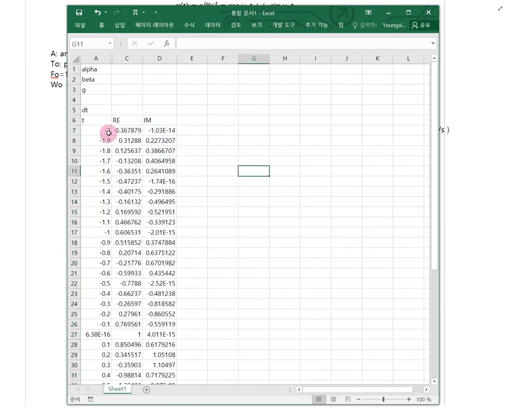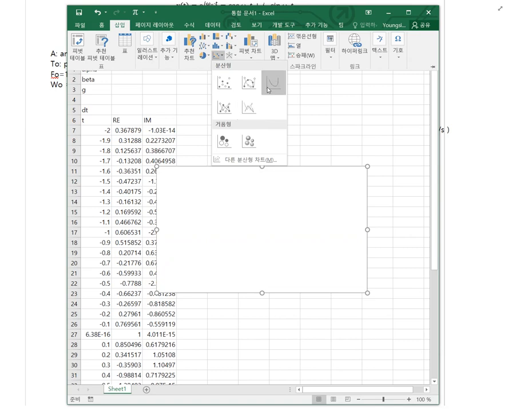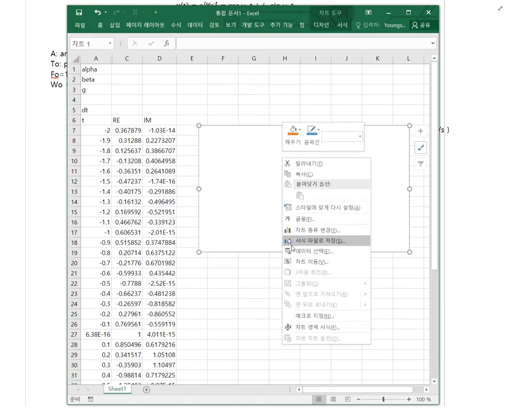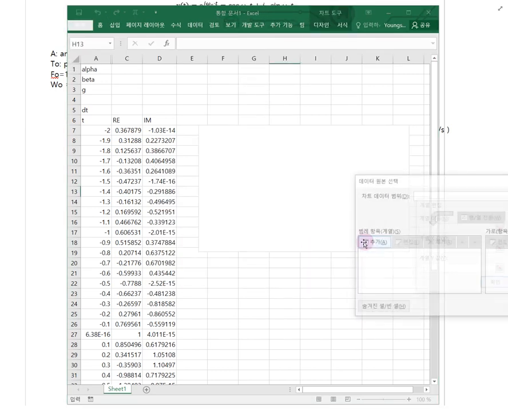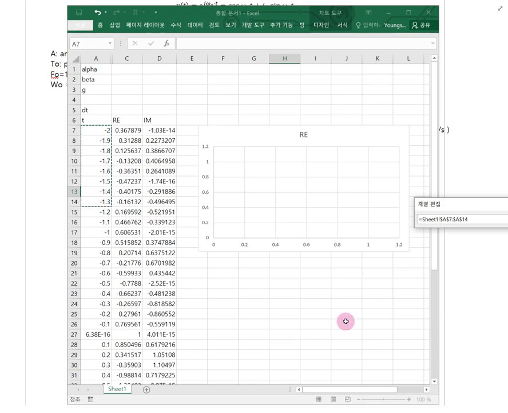I would like to plot the real and imaginary terms along the time. To do that, I try to plot that one. Let's try this one, and select data. This is the name, and the x variable is from here, 47.